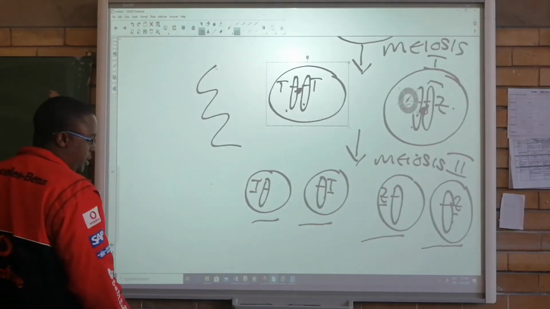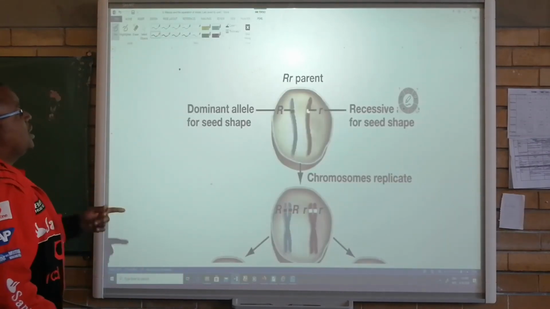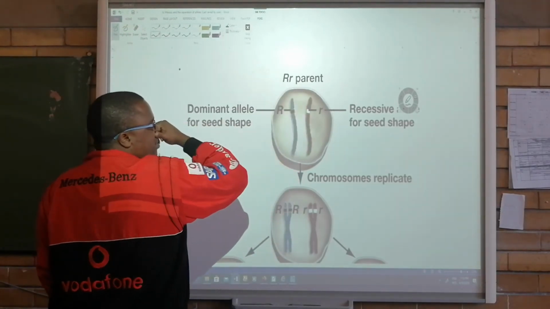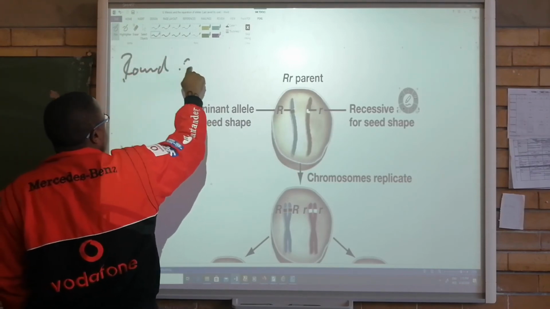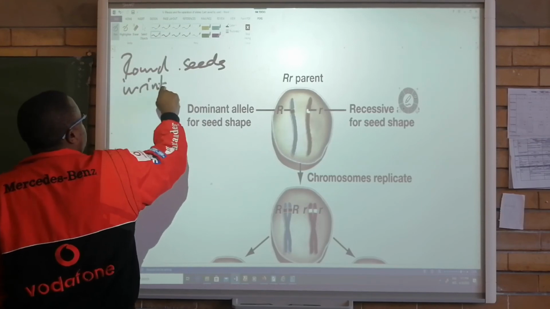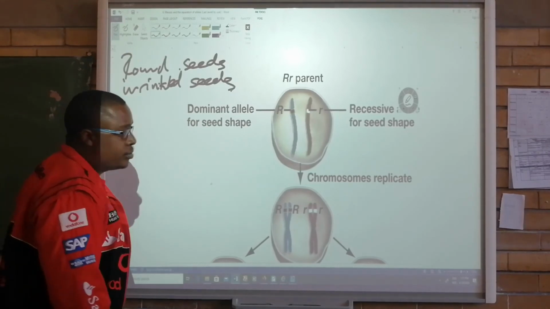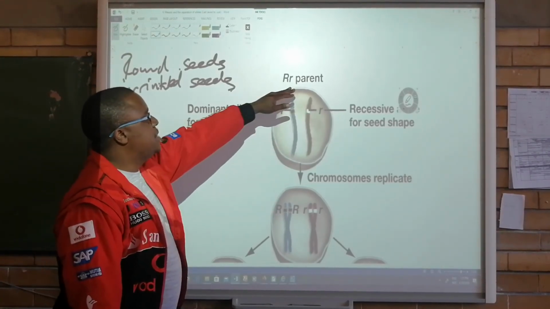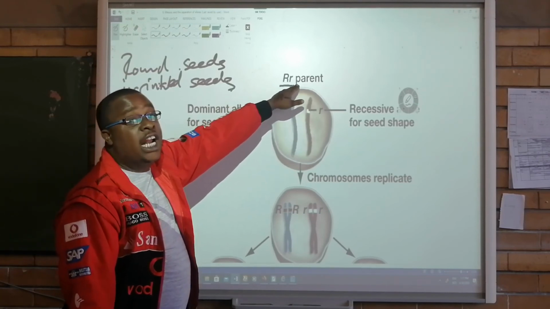Right. But let's go back to my diagram. There we go. In this one here, they're using what? Seed shape. Remember in seed shape you got round seeds, which are the dominant ones, and wrinkled seeds, which are the recessive ones. So, in a parent that is heterozygous, what is the phenotype for this parent? Round seeds.